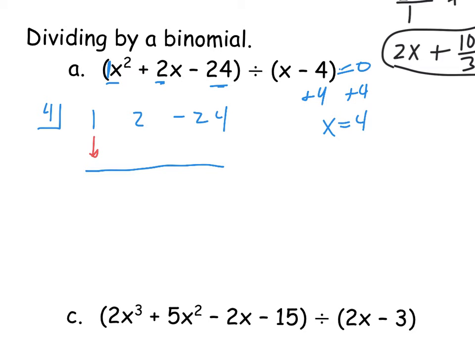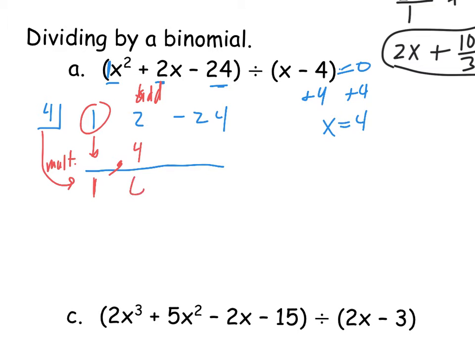Bring down 1. You always bring down the first number. I always bring that down, 1, and put it down here. And then we start multiplying. So 4 times 1 is 4, and I'm going to put that right here. And these columns that we have, now we add them up. We always add them up.